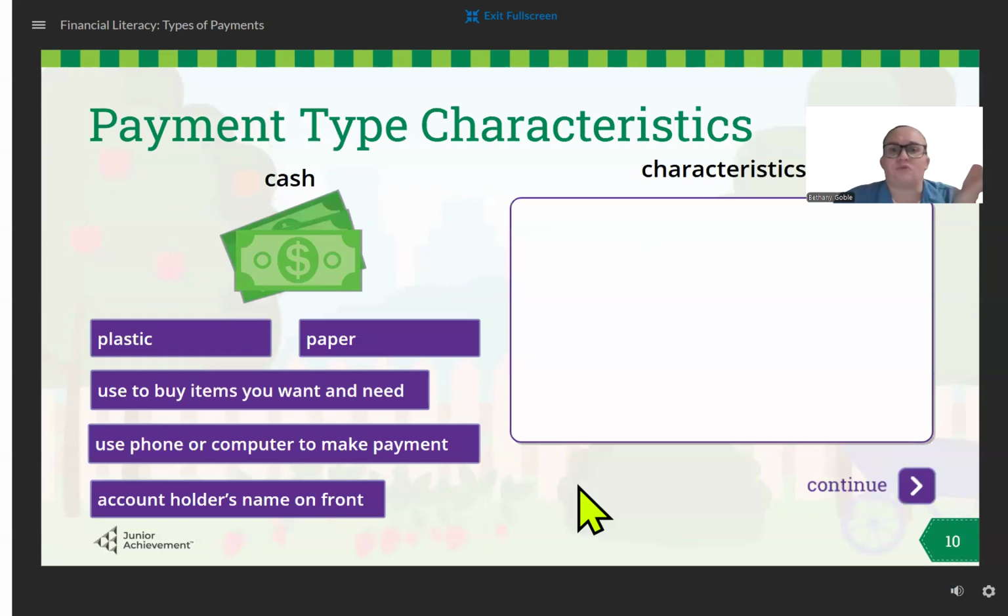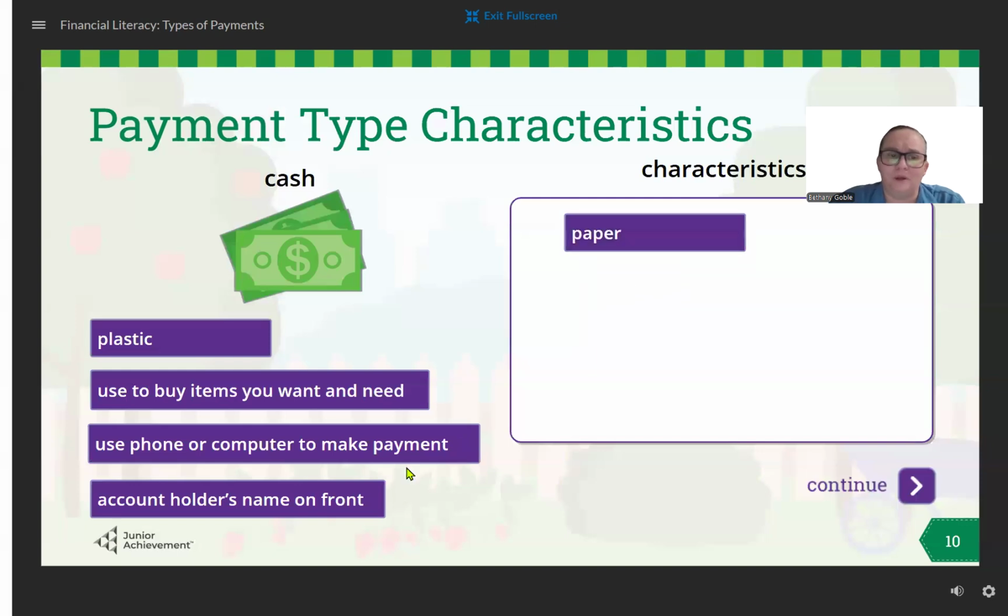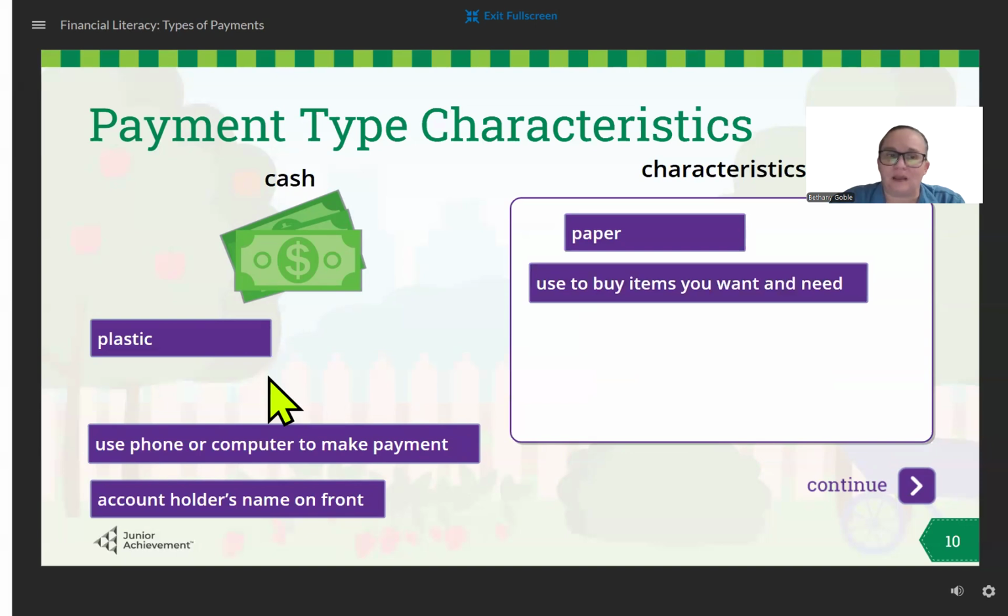All right, we're going to quickly go through this. Some of them fit, some of them don't. If they don't fit, it's going to deny me, right? So let's talk about cash. What are some characteristics of cash? Obviously, it's paper. Is my name on it? Of course not. I can buy things with it, right?